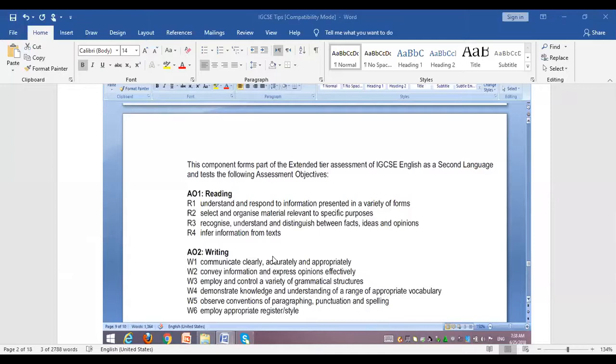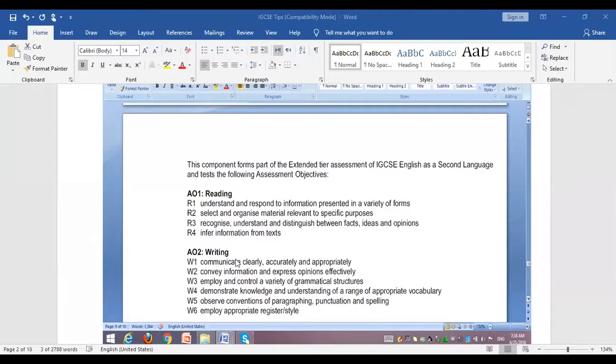There is not a certain grammar question, but in your writing, the mark is divided between content and language. So the content would be 8 and the language would be 8. The language, they will look at your sentence structure, word choice, punctuation, etc.